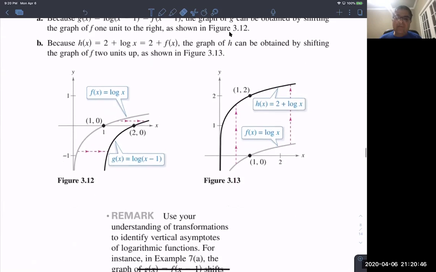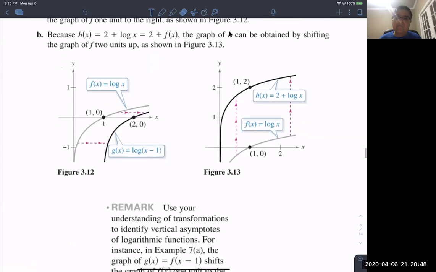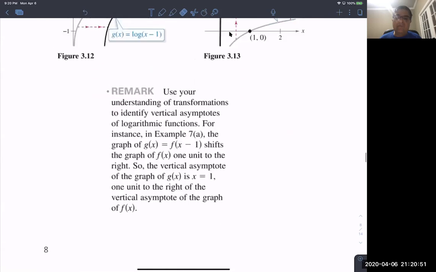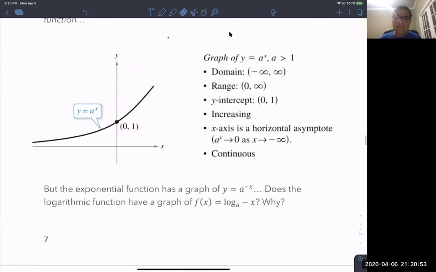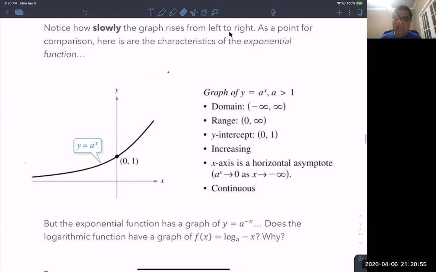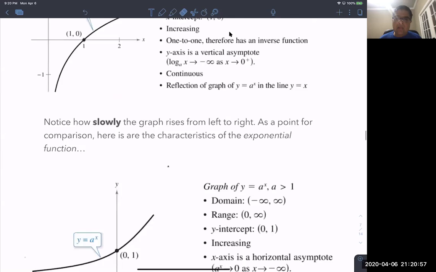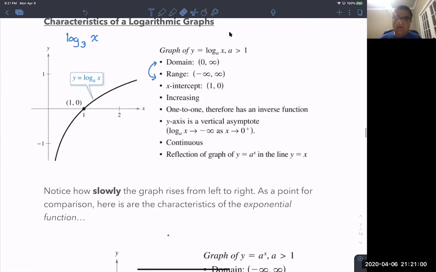Now, for this class, you're not going to have to worry about graphing a logarithmic function. You just need to know the difference between the properties of an exponential and a logarithmic graph.